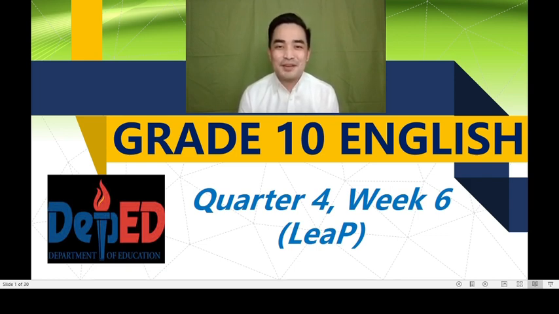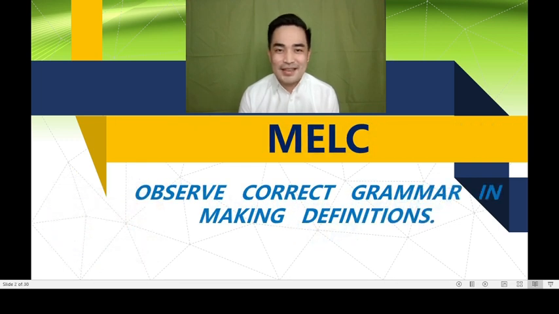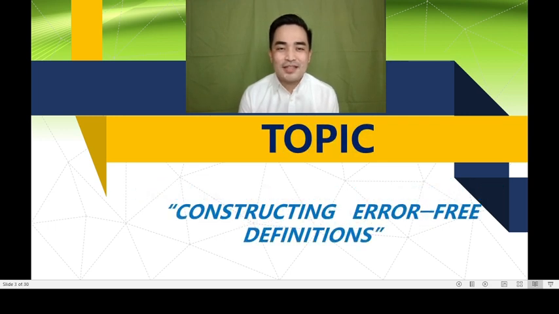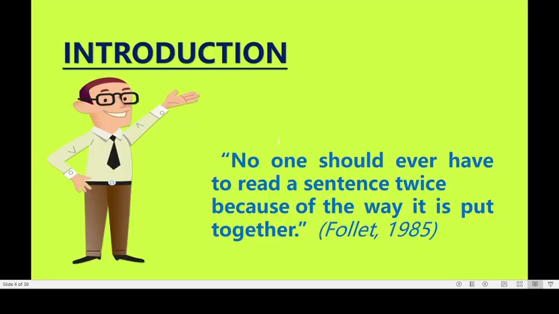Welcome to this episode of Grade 10 English lesson for Quarter 4, Week 6 of your Learner's Packet. In this episode, our most essential learning competency is to observe correct grammar in making definitions, with the topic constructing error-free definitions. In the introduction phase, let us start with: no one should ever have to read a sentence twice because of the way it is put together, according to Foley of 1985.